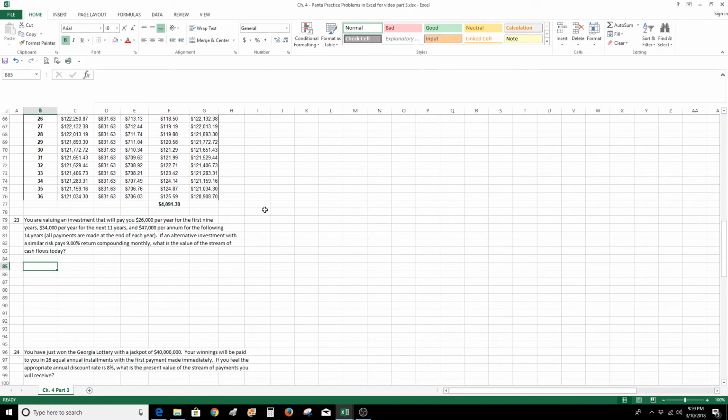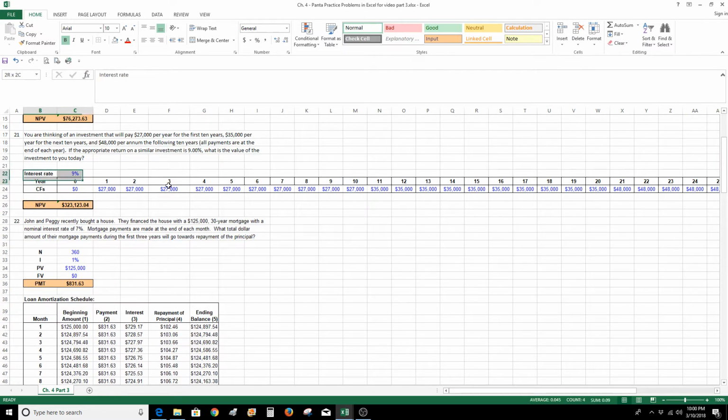Okay, the next question. You are valuing an investment that will pay you $26,000 per year for the first 9 years, $34,000 per year for the next 11 years, and $47,000 per annum for the following 14 years. All payments are made at the end of each year. If an alternative investment with a similar risk pays 9% return compounding monthly, what is the value of the stream of cash flows today?